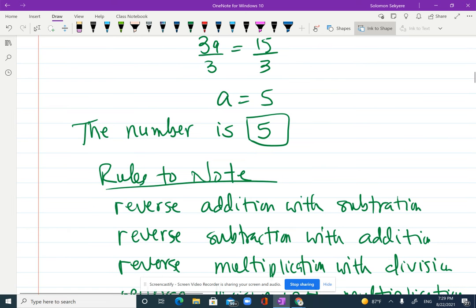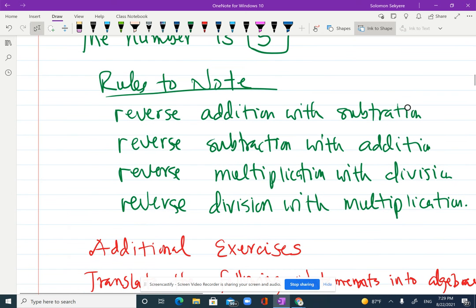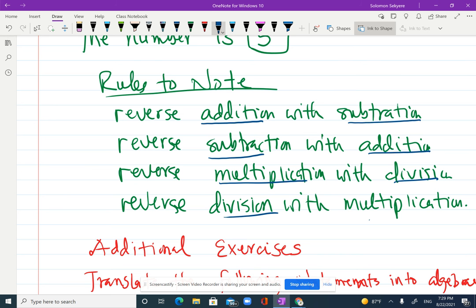Here are the general rules. In solving one variable equations, we reverse addition with subtraction. We reverse subtraction with addition. We reverse any multiplication with division and any division with multiplication.